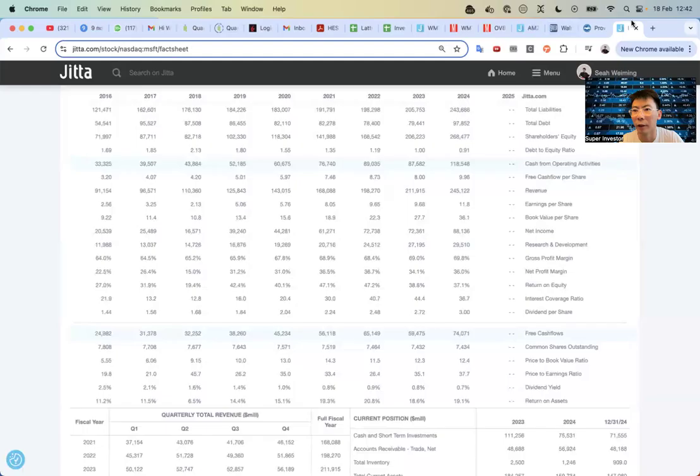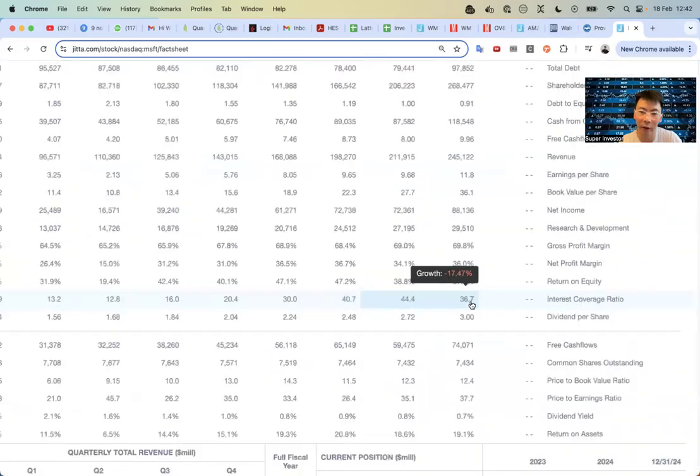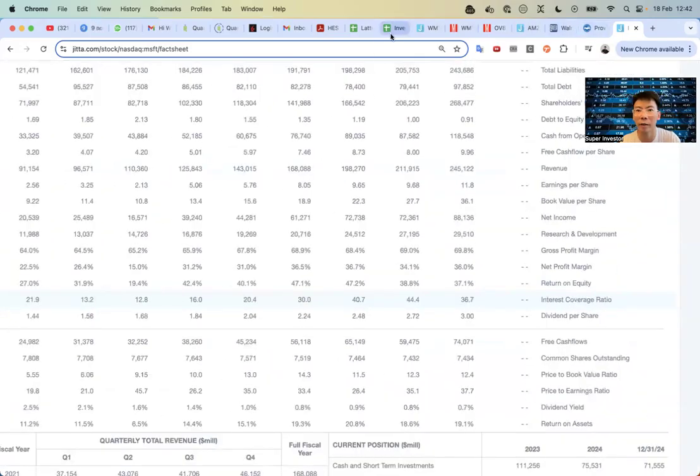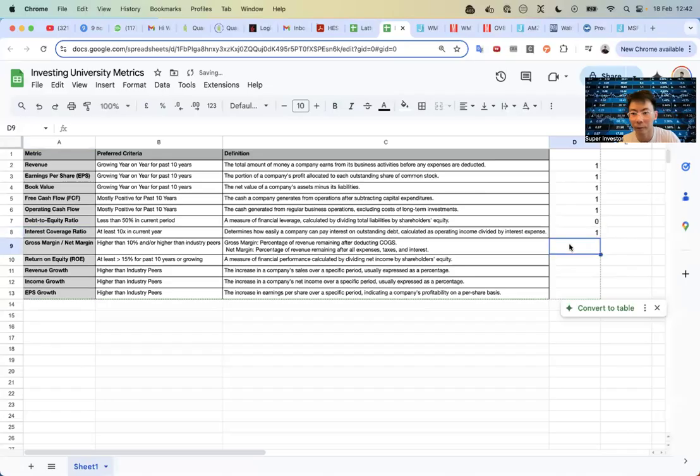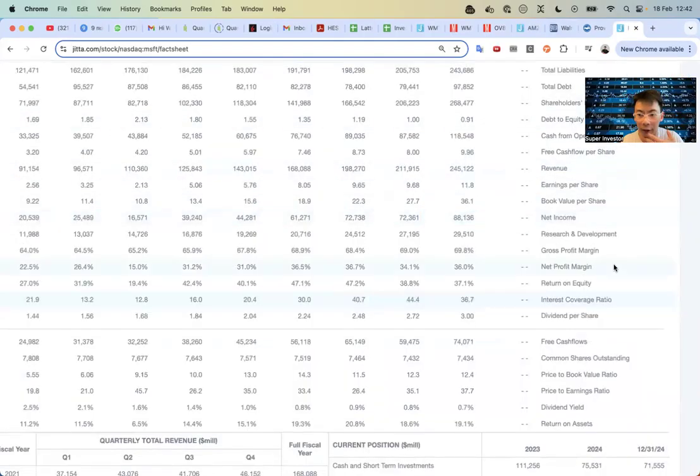Okay, and then the next one, interest coverage. Scroll down here. Interest coverage more than 10. Now it's 36. Okay, easily can pay back their interest. That's another point for Microsoft. Next one, gross margin. I'm looking at net margin more than 10% and higher than industry peers. So for Microsoft, who is their industry peers? They seem like a monopoly. That's why they're getting a lot of issues with the law.